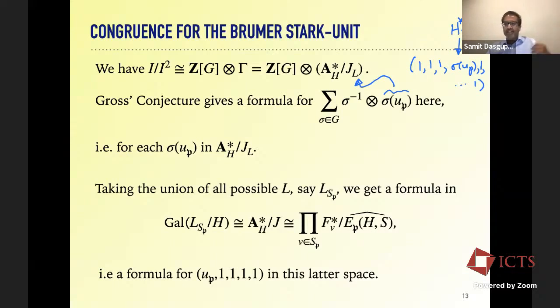And if you check what that is, that can be written down explicitly as a certain quotient of the product of F_v star, as v ranges over the places in S and P, by some group of units, or the topological closure of some group of units. So E_P of H_S, this is the group of totally positive units.